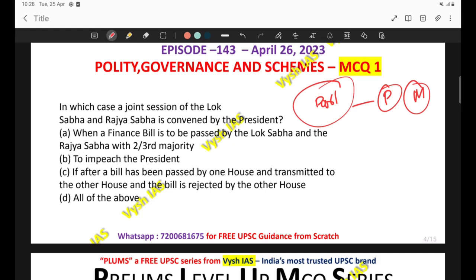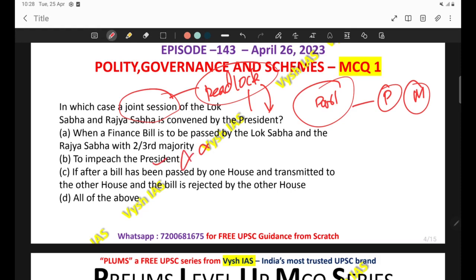So here in this question, it is typically asking about a joint session. When is a joint session convened? If there is a deadlock. So you have to look for the conditions in which a deadlock is invoked. Out of the options, in which option is a deadlock invoked? That is your answer. So read the options. When a finance bill is to be passed by Lok Sabha. No, we haven't heard this in the context of a deadlock. Second statement, to impeach the President.